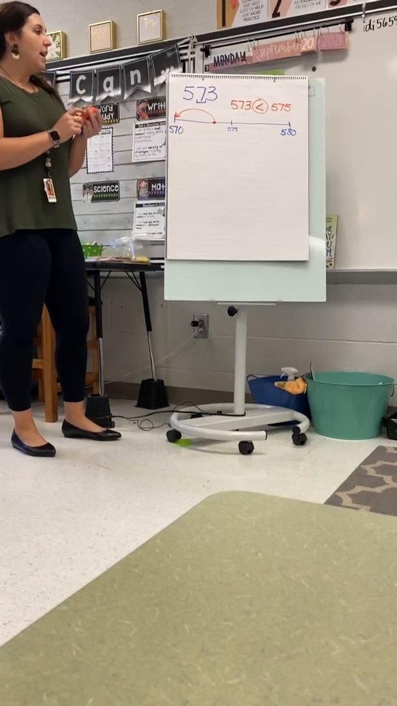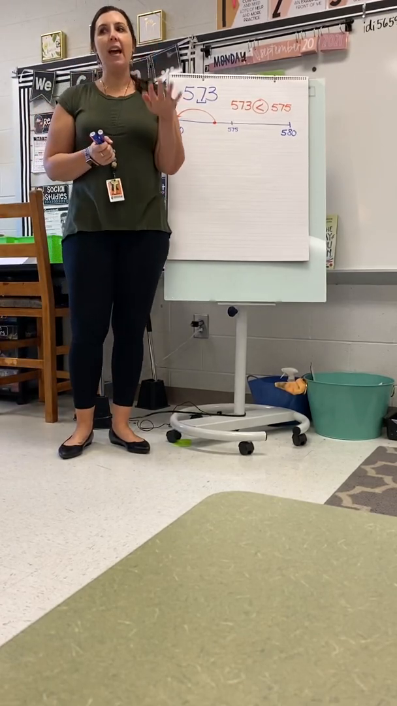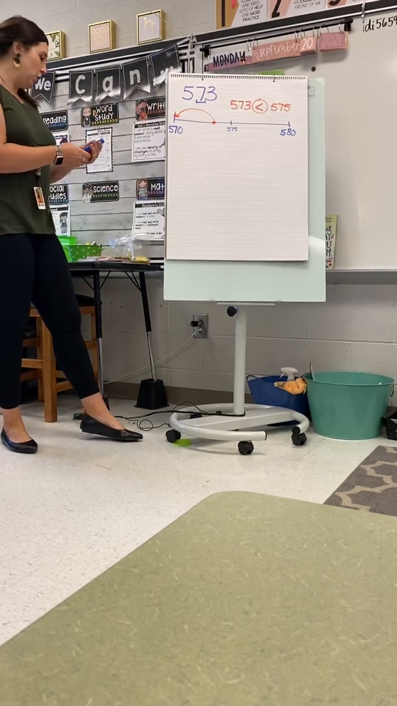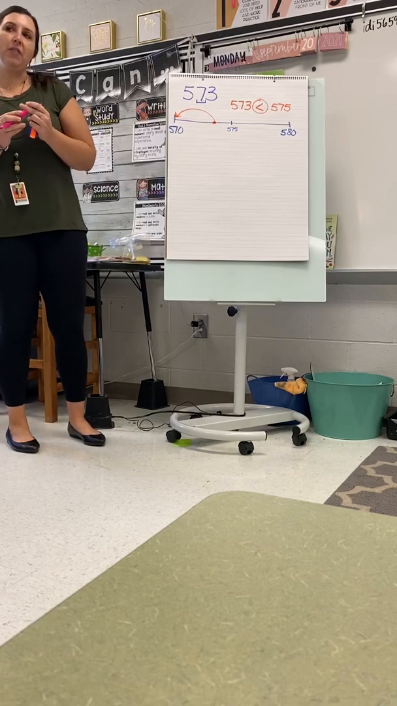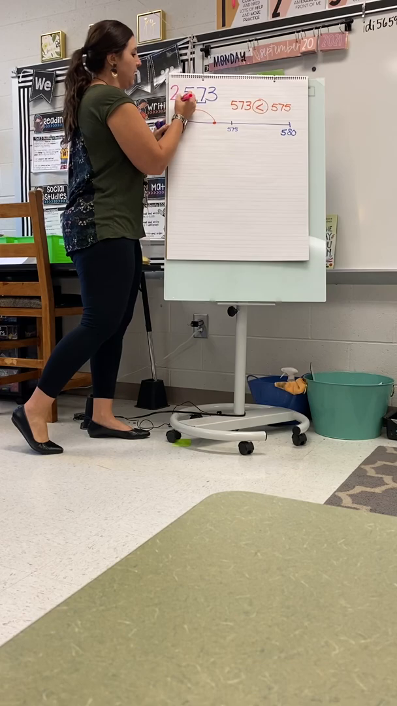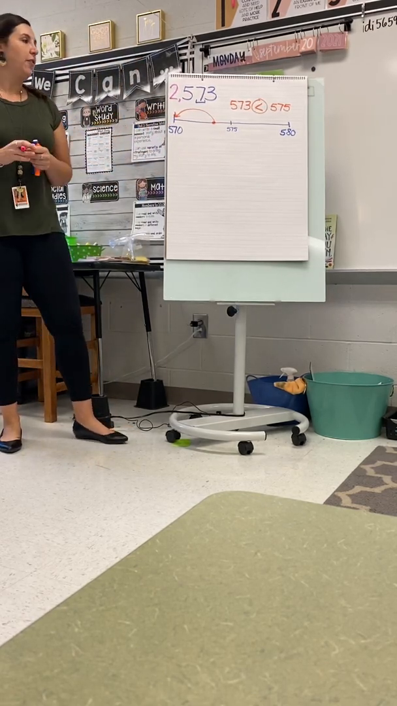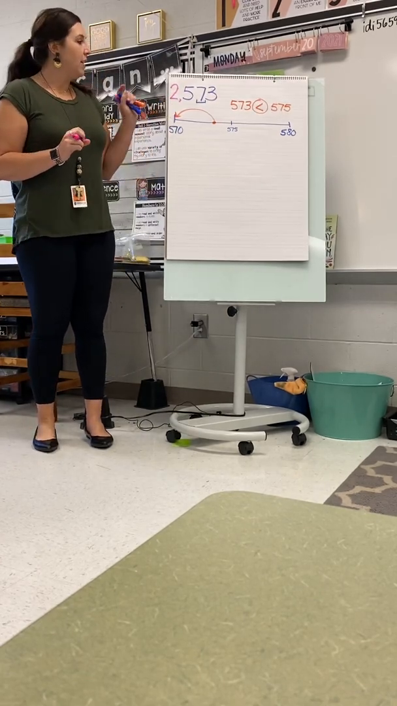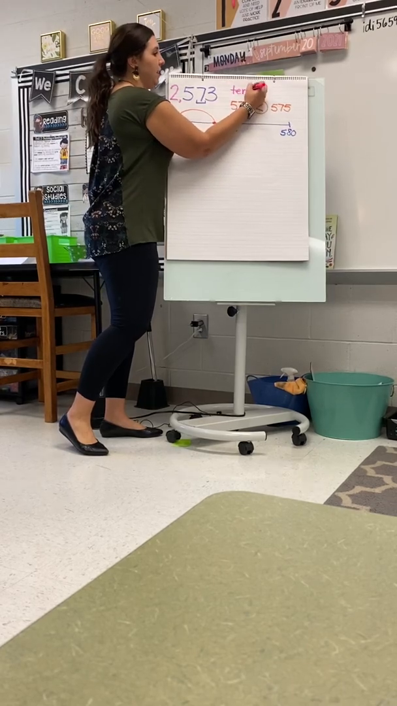Okay, now, is anything going to change if I'm rounding to the nearest tens if I were to change this number maybe to, let's change it to 2,573. Oh no. So I'm going to add a 2,000 in here. Show me on your board what 2,573 would be if I rounded it to the nearest tens. Go ahead and write that on your board.